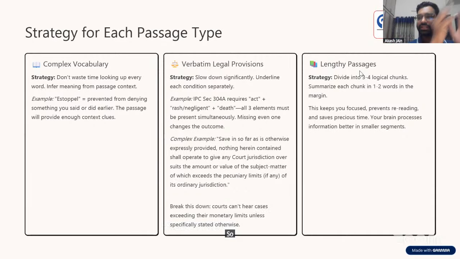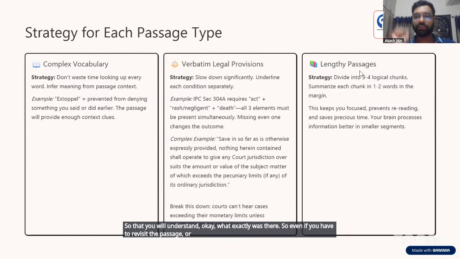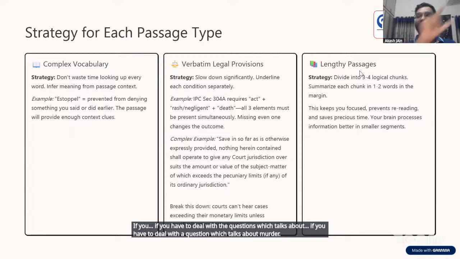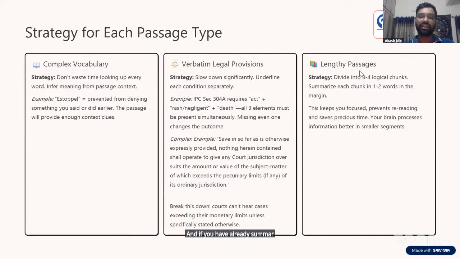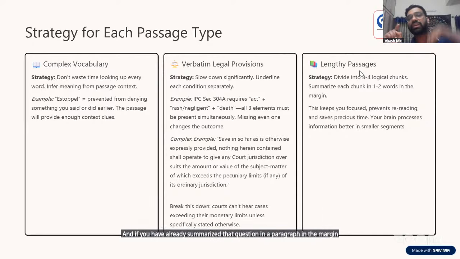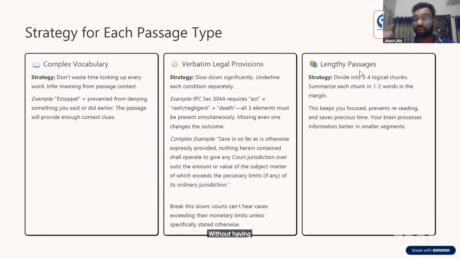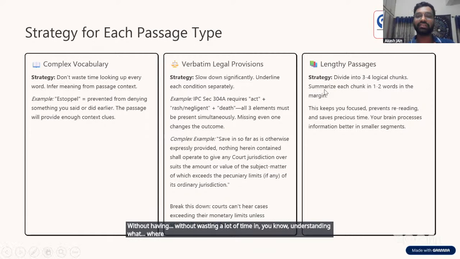So that you will understand, okay, what exactly was there. So even if you have to revisit the passage or maybe some part of the passage, you will not end up wasting a lot of time in finding out the exact information that you need. If you have to deal with the question which talks about murder, and if you have already summarized that paragraph in the margins, you will quickly go back to the information that you need without wasting a lot of time in understanding where exactly is the information in the passage that you need to solve the questions.